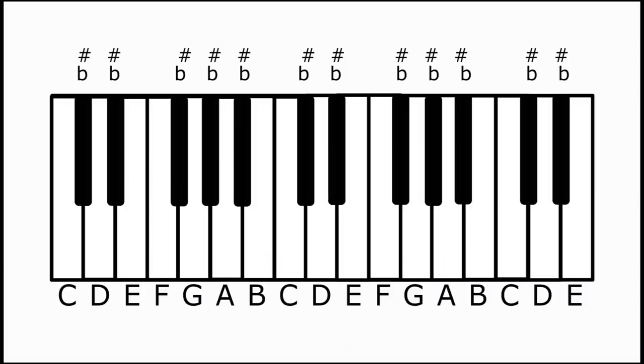So a whole step on a piano would be like from C to D instead of C to C sharp. And if you want to go 2 whole steps, you would go C up past the C sharp to D, up past the D sharp to E.